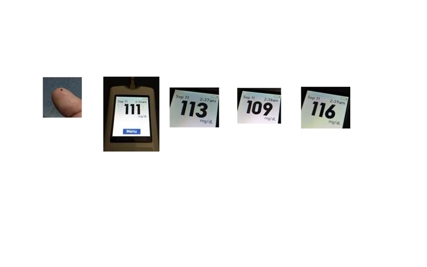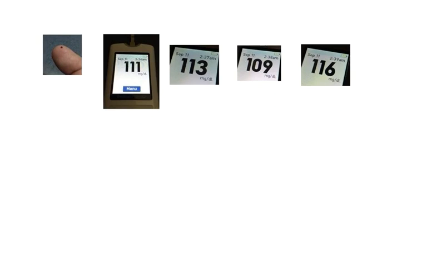So in the interest of education, I do have to test my blood glucose level. I went ahead and tested it 4 times this morning just to make sure that we'd be okay. The first time I did it, I got a 111. Second time I got 113, 109, 116. So I have 4 values supposedly of the same thing.